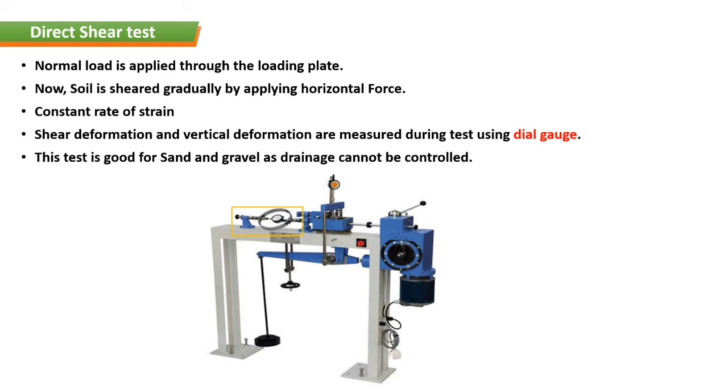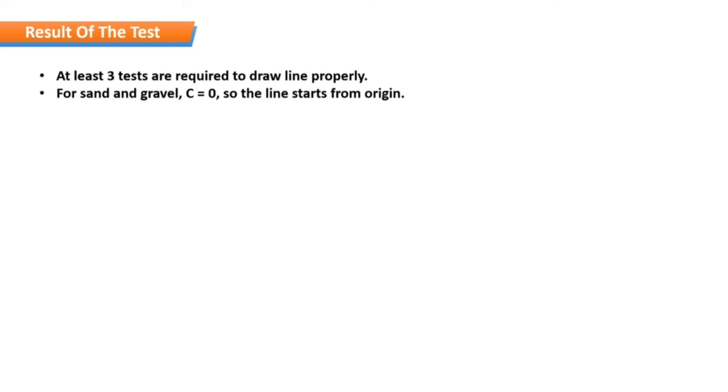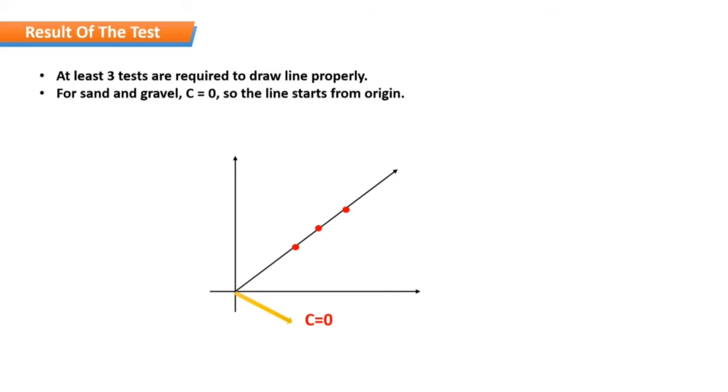Let's go to the second test. But before that, we can see here that at least 3 tests are required to draw the line. The first value is drawn, the second value is drawn, and the third value is drawn. So by these 3 values we can draw this line. This line passes through the origin. It means there is no C value, because as we all know there is no cohesion for sand and gravel. So C will be 0. Okay, let's go to the next test.